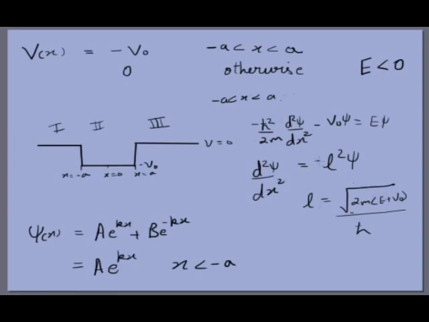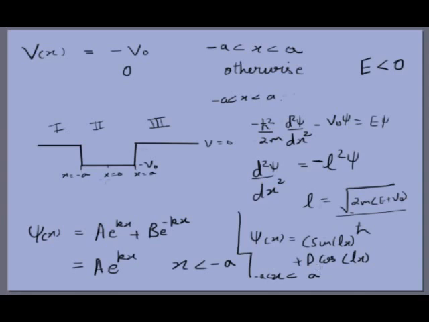And in this case, we have minus L squared psi, so the solution would be sine and cos of Lx. So in this case, the solution would be psi of x is equal to C sine Lx plus D cos of Lx for x between minus a and a.